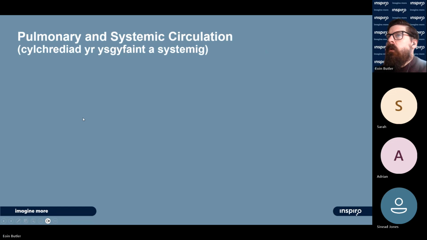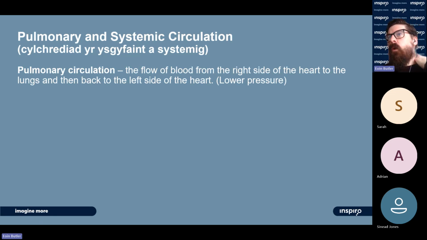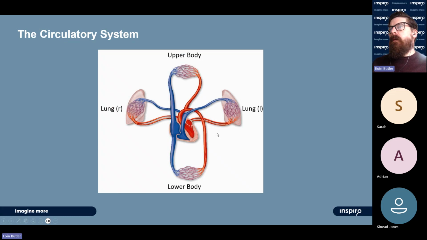Okay. So we're going to split into two sections now as well. So we've got pulmonary and systemic circulation. So first of all, pulmonary circulation is the flow of blood from the right side of the heart to the lungs and then back to the left side of the heart. So if I show you that, we've got pulmonary circulation from the right side of the heart out to the lungs and then back to the left side of the heart.